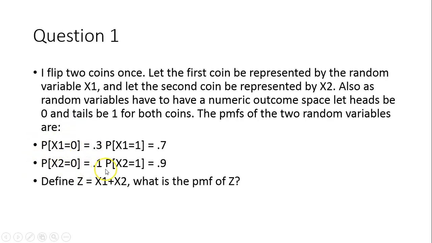And the second coin is even more likely to get tails with a 0.9. So it's not a fair coin at all. So 90% of the time I'll get tails on the second coin. Okay? And 10% of the time I'll get heads. So it weighs even more on the head side, this coin. Okay? So it's not fair again. Even worse than the first one.